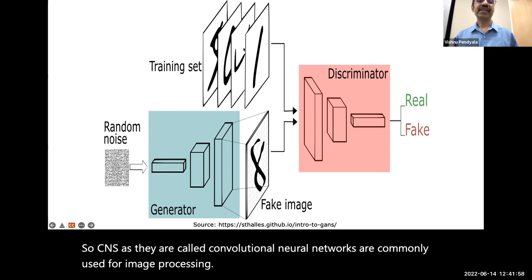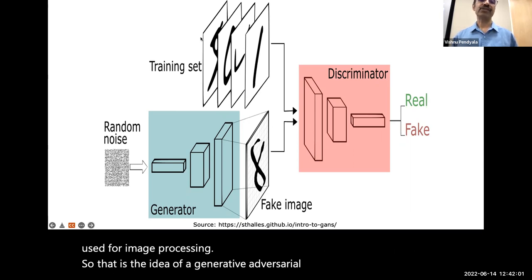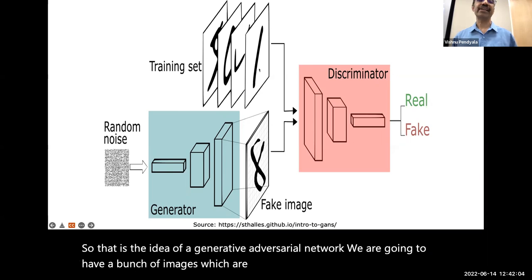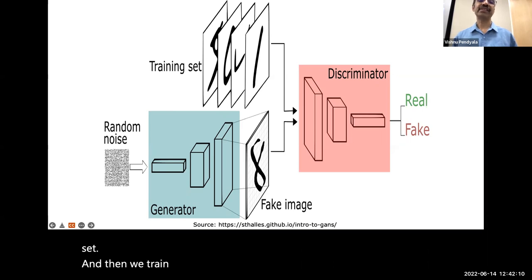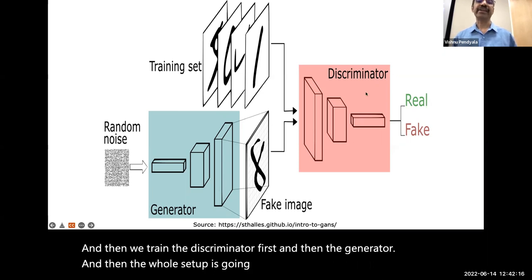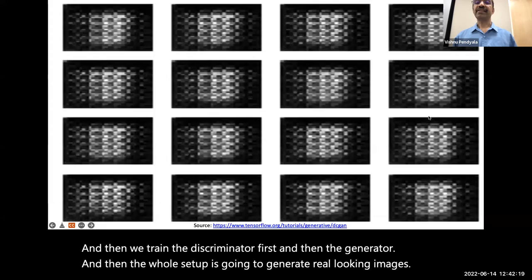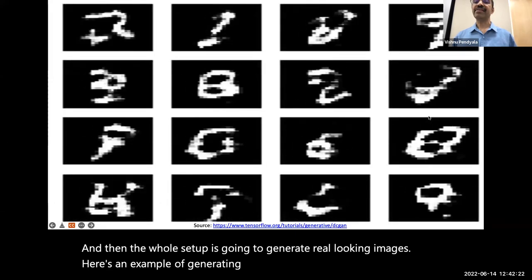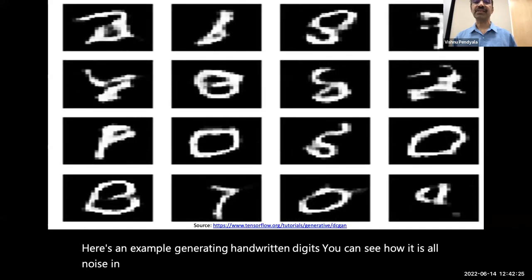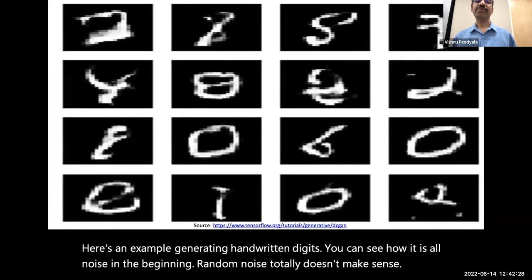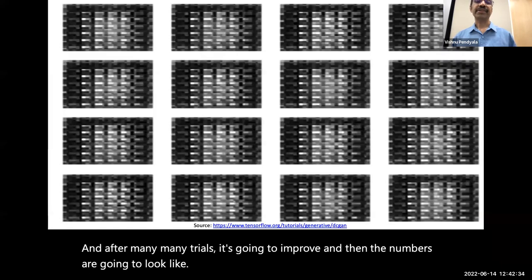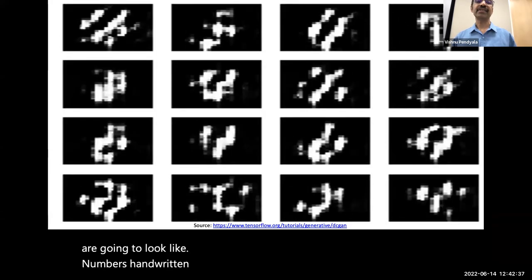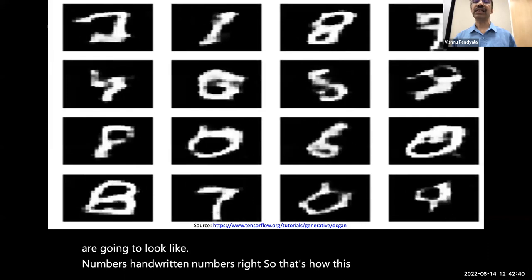So that is the idea of a generative adversarial network. We are going to have a bunch of images which are already labeled, called the training data set. Then we train the discriminator first and then the generator. And then the whole setup is going to generate real looking images. So here's an example of generating handwritten digits. You can see how it is all random noise in the beginning, totally doesn't make sense. And after many, many trials, it improves, and the numbers start to look like handwritten numbers, right? So that's how these handwritten digits are generated using GANs.